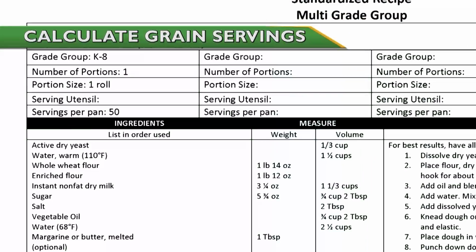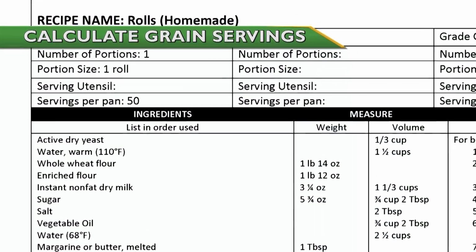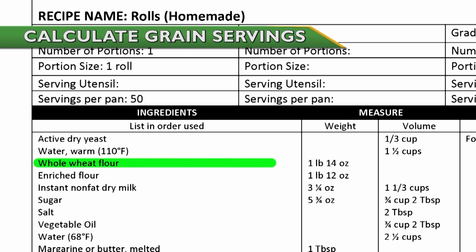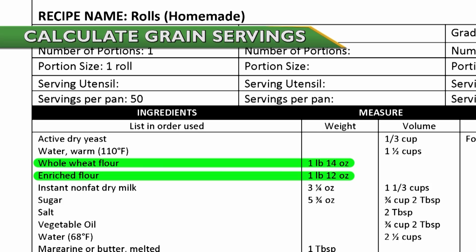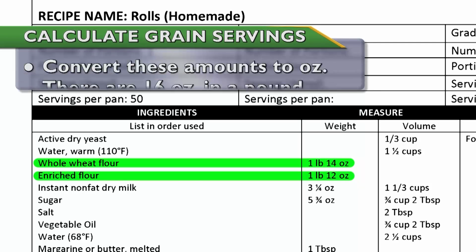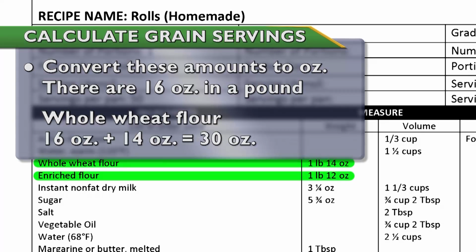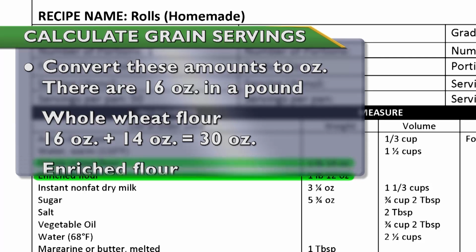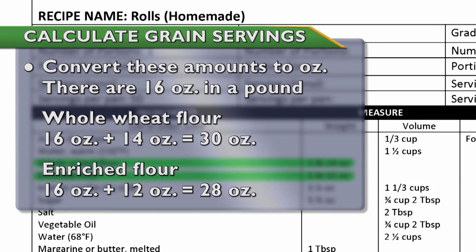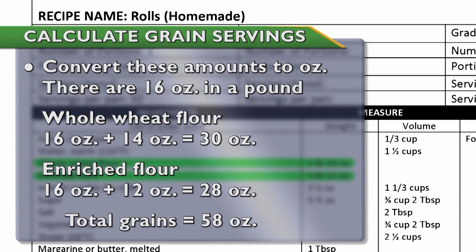It is necessary to know the amount of grains used in the recipe. This recipe calls for 1 pound 14 ounces of whole wheat flour and 1 pound 12 ounces of enriched flour. Convert these amounts into ounces. There are 16 ounces in a pound. For the 1 pound 14 ounces of whole wheat flour, add 16 to 14 for a total of 30 ounces. For the 1 pound 12 ounces of enriched flour, add 16 to 12 for a total of 28 ounces. Add these two amounts for a total of 58 ounces of grains.